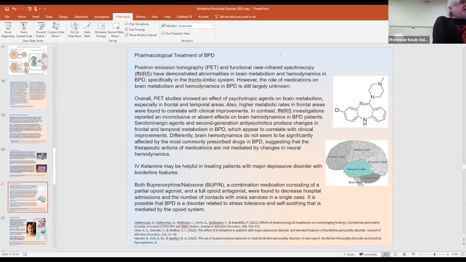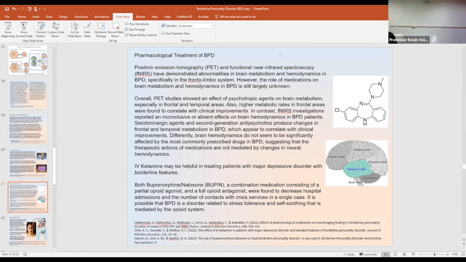Okay. This study says the SSRIs do appear to correlate with clinical improvements. There's some question about that. Brain hemodynamics, blood flow of the brain, do not seem to be significantly affected by the most commonly prescribed drugs in BPD, suggesting that the therapeutic actions of medications are not mediated by changes in brain blood flow. Okay. IV ketamine. Ketamine, as you know, is the new wonder drug for treating depression.